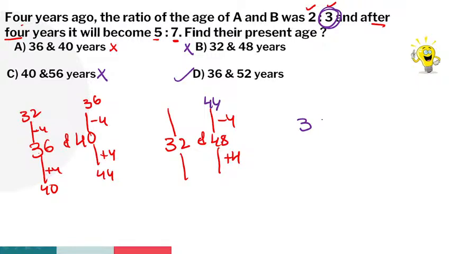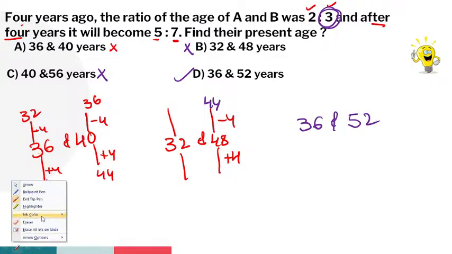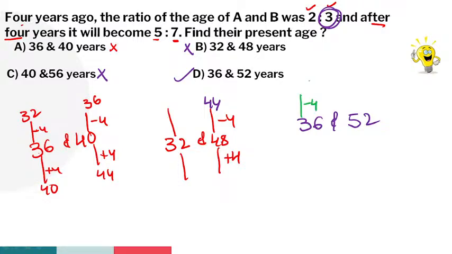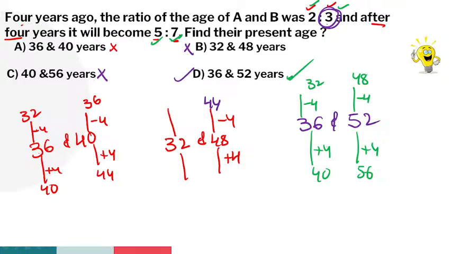Just clearly observe. What is the fourth option? 36 and 52. 4 years ago, 36 minus 4, how much? 32. 32 is a multiple of 2, yes. Next, 52 minus 4, how much? 48. 48 is a multiple of 3, yes. Next, after 4 years, 36 plus 4, 40. 40 is a multiple of 5, yes. Next, 52 plus 4, 56. 56 is a multiple of 7, yes. 7 eights are 56. That's why option D is the right answer, guys.